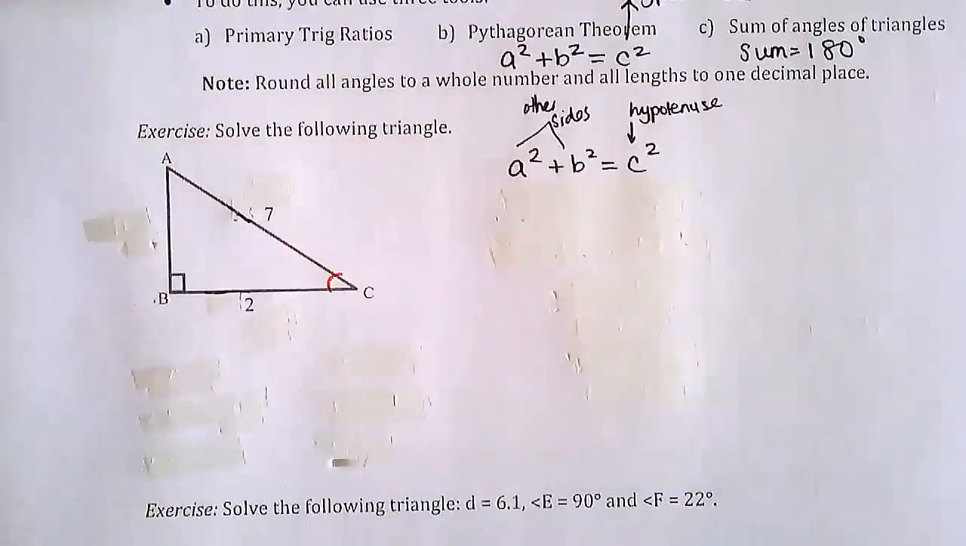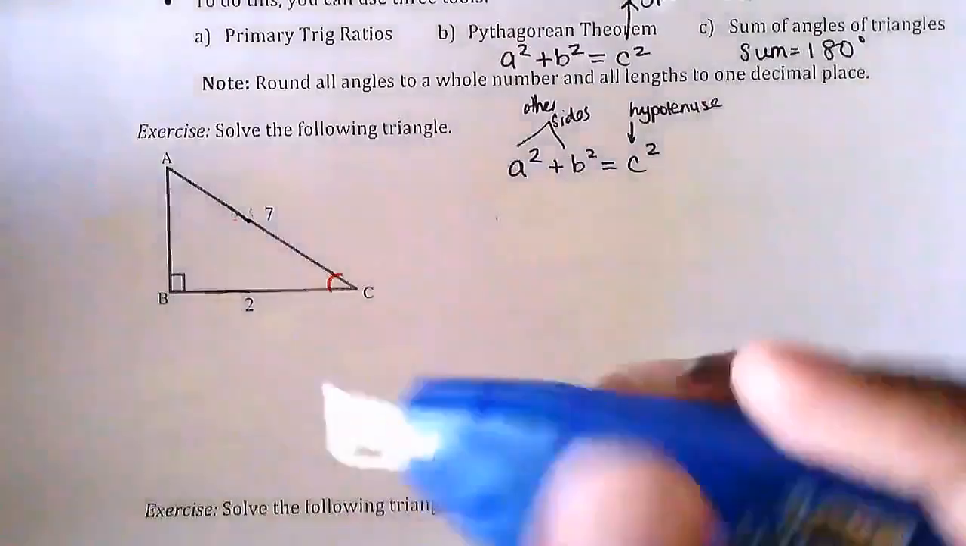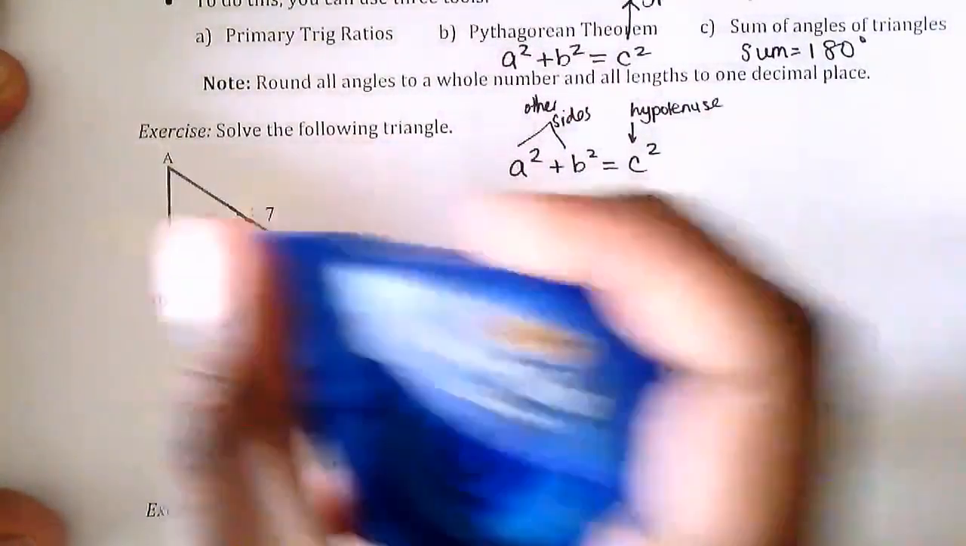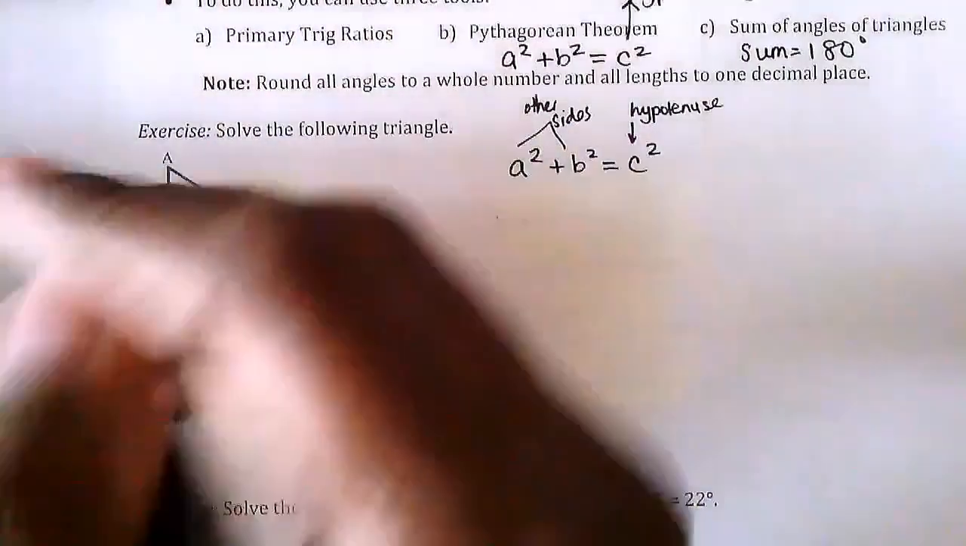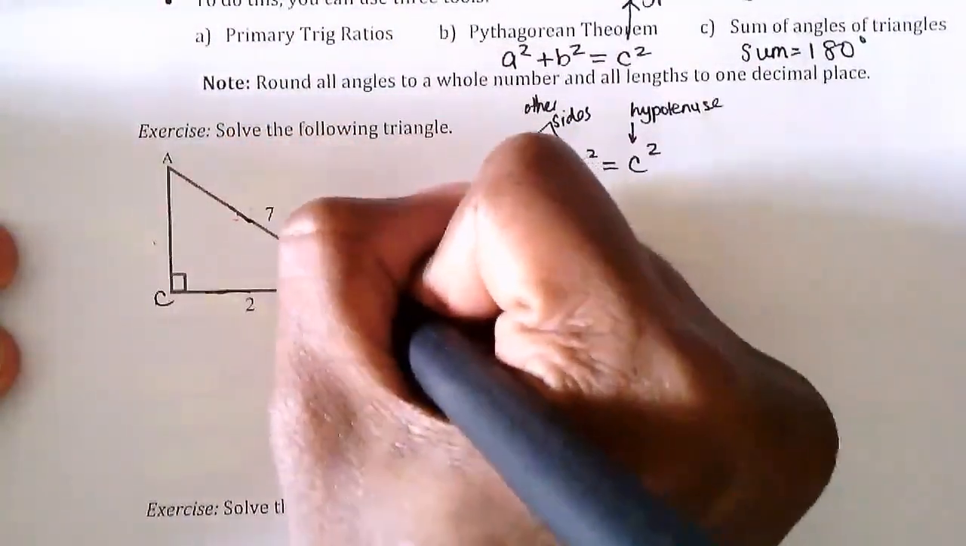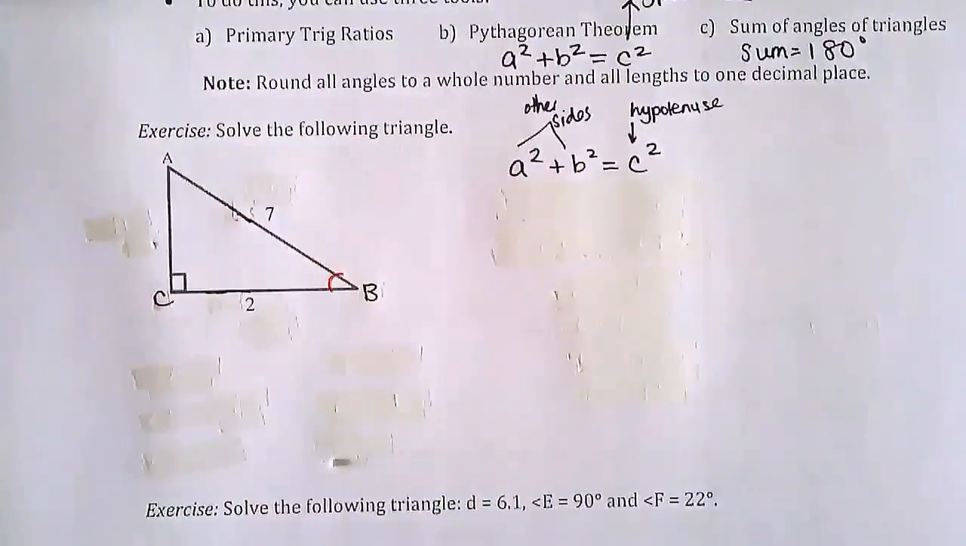So here we have this question. It says solve the following triangle. Now, before we begin, I want you to label your triangle. I am going to make a slight change here because it just makes the question much less confusing later on. I'm just going to change the B and the C here. So this is going to be called our C, and this is going to be called our B. Okay? Everything else stays the same.